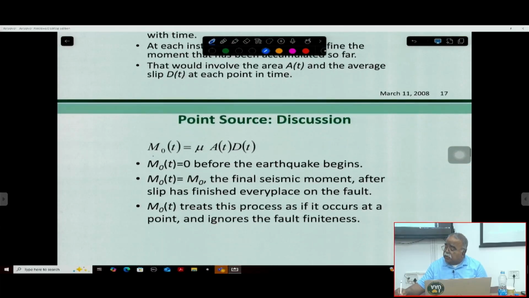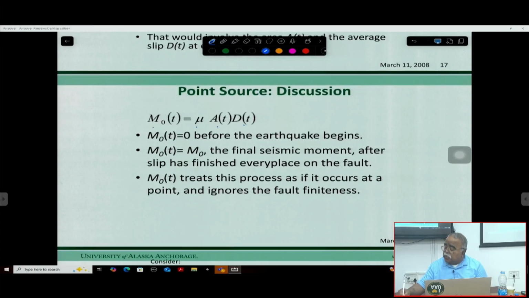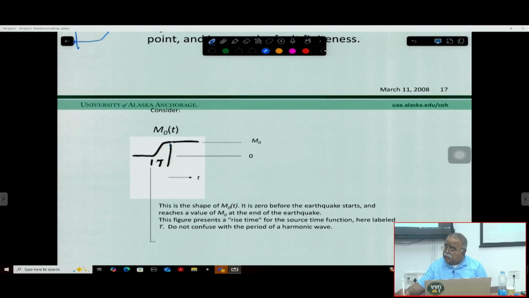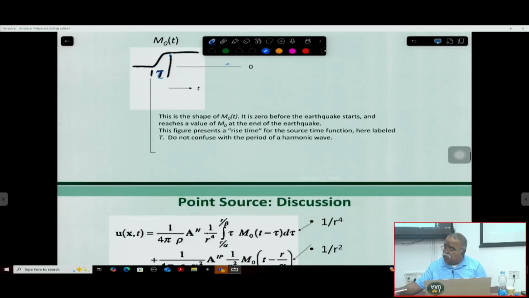So M0(t) is equal to mu A u dt, and M0(t) is equal to 0 when the earthquake begins. M0(t) becomes M0 when the earthquake is finished, right? So M0(t) is treated as a process going from 0 to M0. So this is your value of M0. M0 starts from 0 and finishes at this point, right? And this rise is the tau, which is the rise time from 0 to M0.